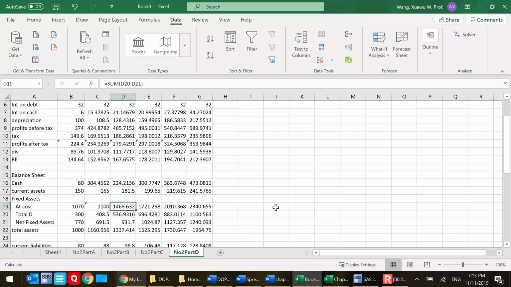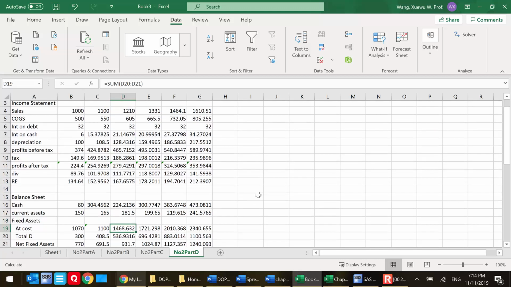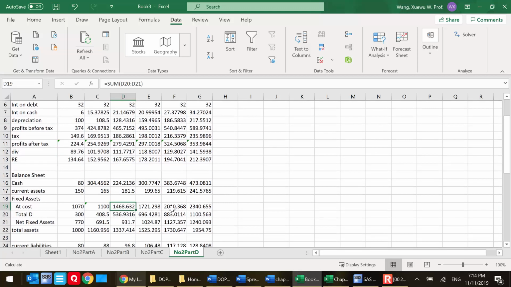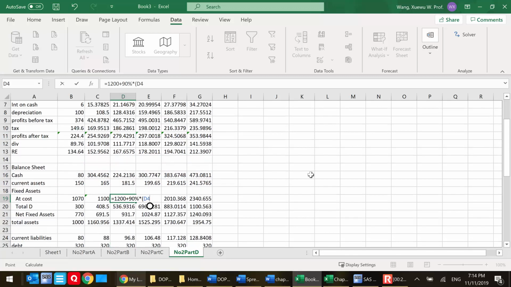Okay. Let's keep going for the second year here. Second year, let's look at sales. Sales is now $1,210. So we're applying the second step function here. The second step function is saying the fixed asset cost should be equal to 1,200 plus 90% of the difference between sales and the 1,200.